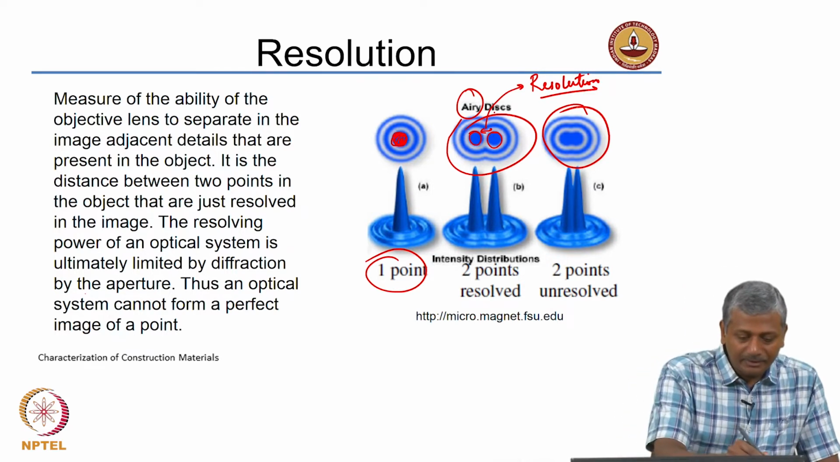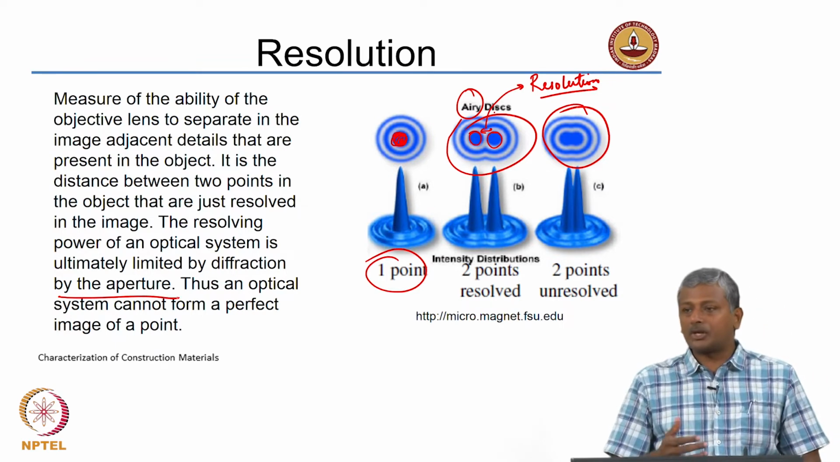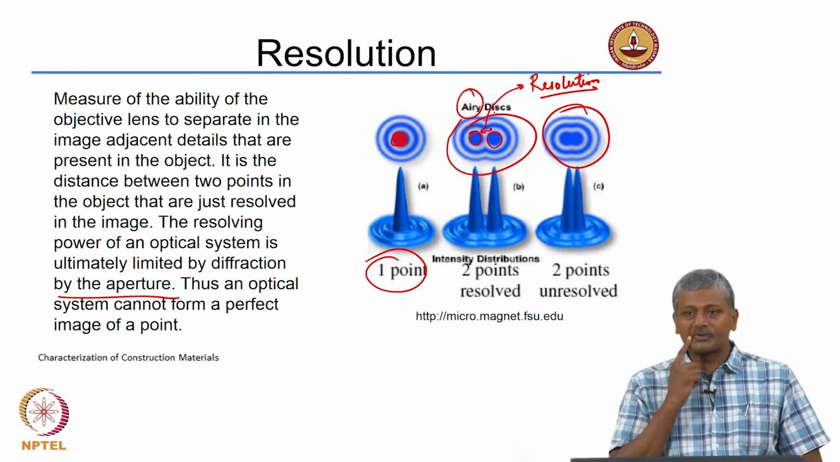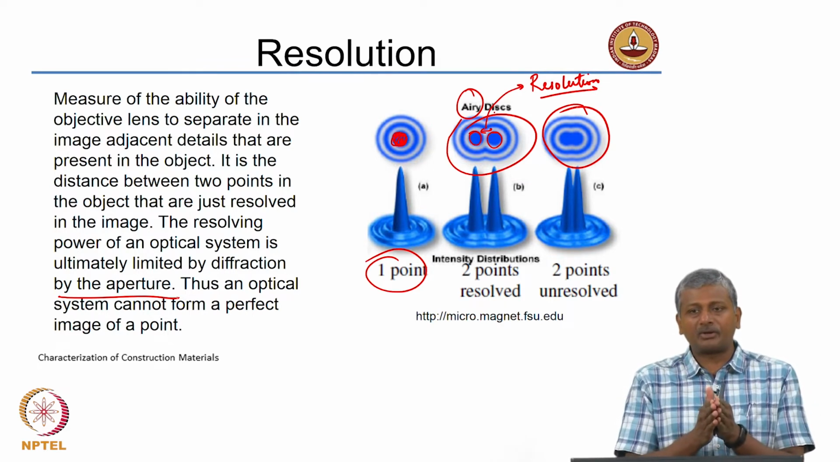But I said earlier that you have an aperture through which you are allowing this light. Now, what will the aperture do with respect to resolution? If I have a small aperture or a large aperture, what will happen?